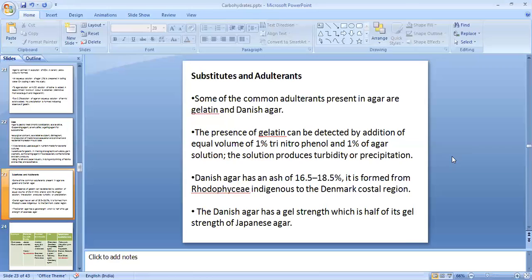Okay, so here ends the pharmacognosy of agar. So here we shall stop the class. The rest of the drugs we'll see in the next presentation.